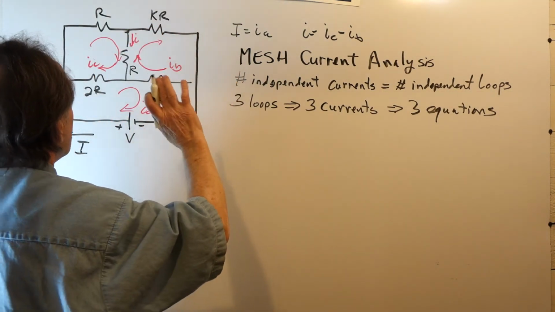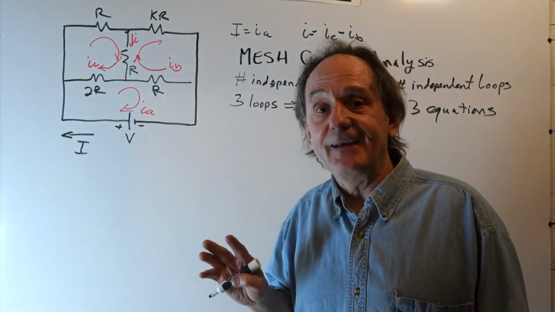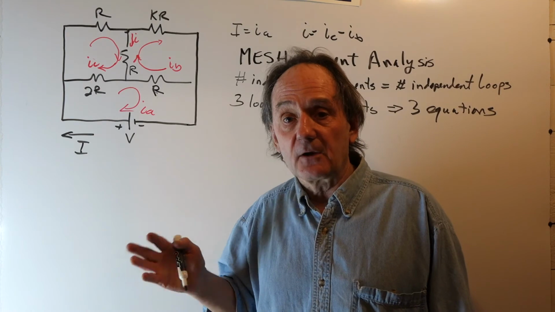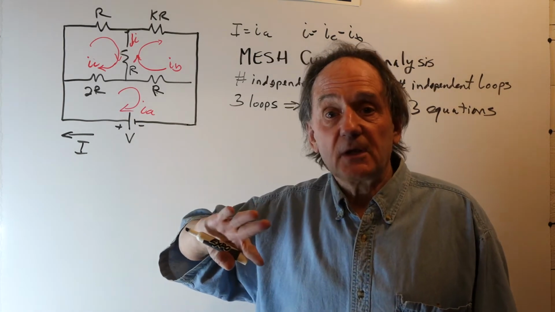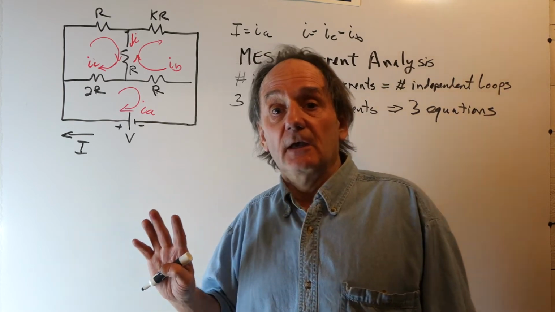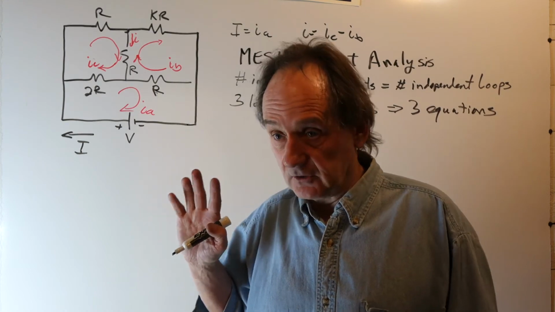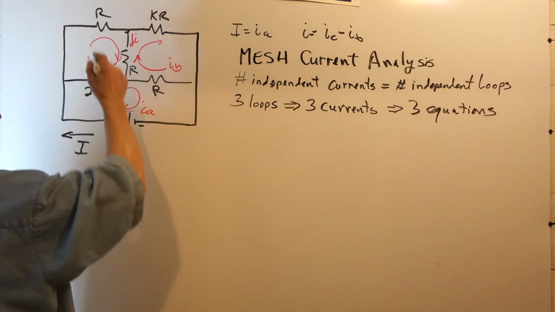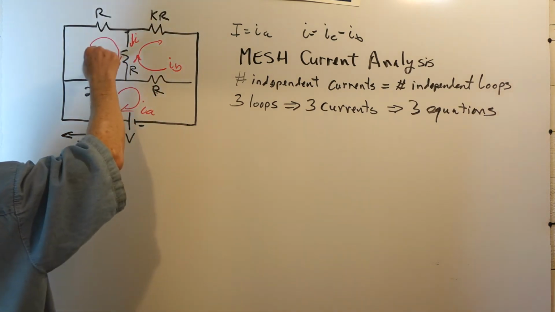Now, when we establish our current directions, there's a reason to choose the currents so they circulate in the same direction, either clockwise or counterclockwise. It doesn't matter which you choose. Some could be clockwise, some counterclockwise, but something really nice happens if you choose them to circulate in the same orientation. I'm going to choose the positive direction to be clockwise. So IA flows around this way, IB around this way, IC around this way.